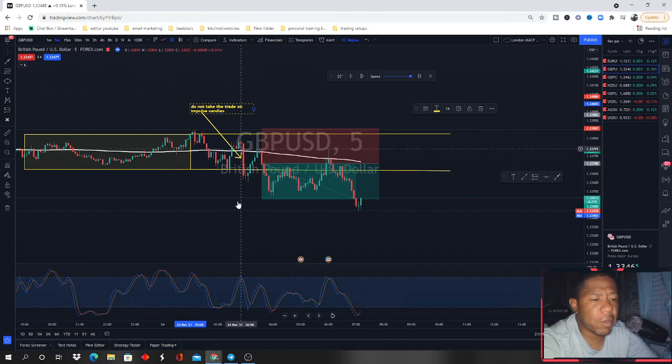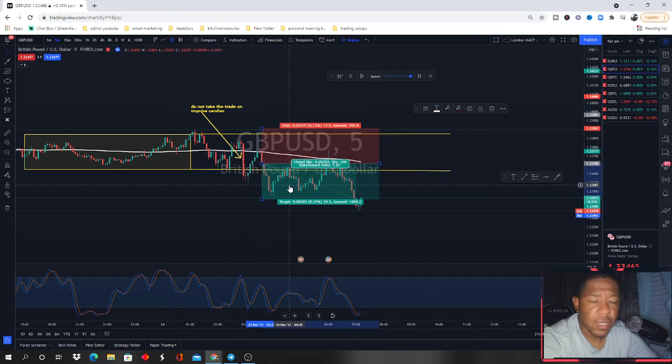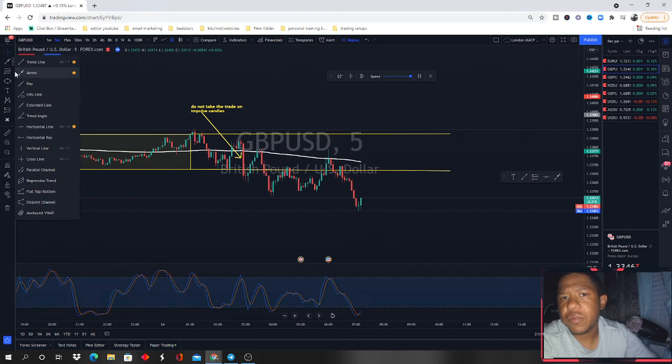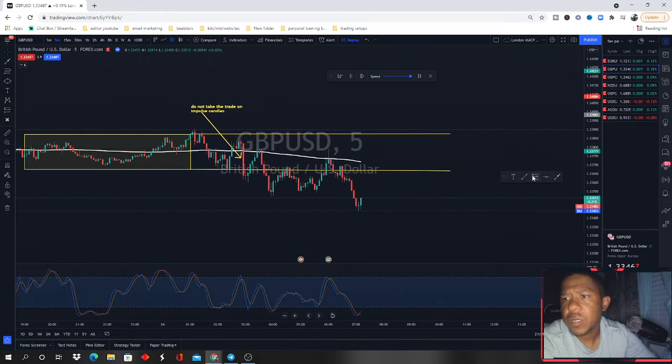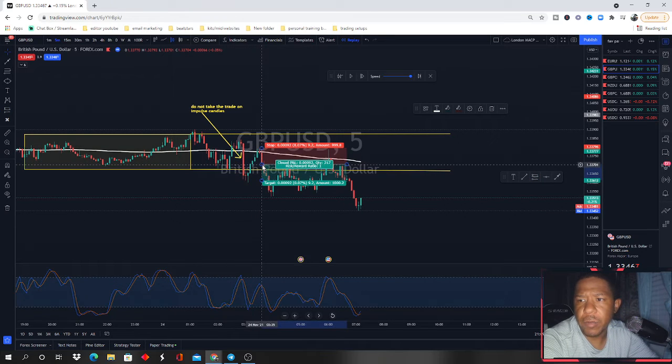These long ones, like boom, people are like, oh, it's gone. No, you actually could have waited for the retest. Let me show you. Here's another way. You could wait for the retest of the candle, and you could come right here and get your 20 pips.